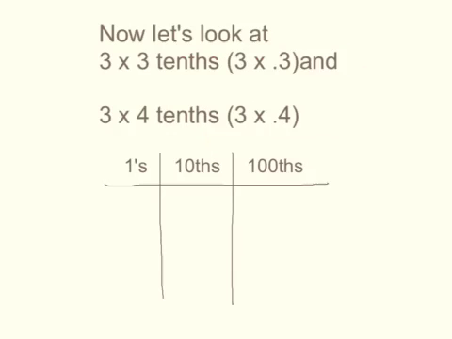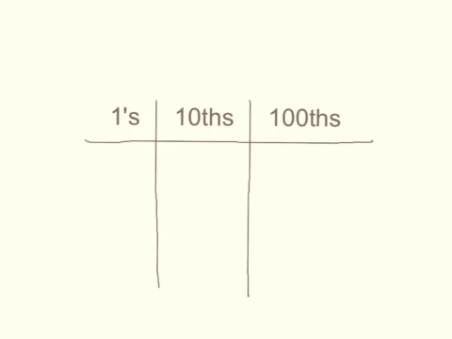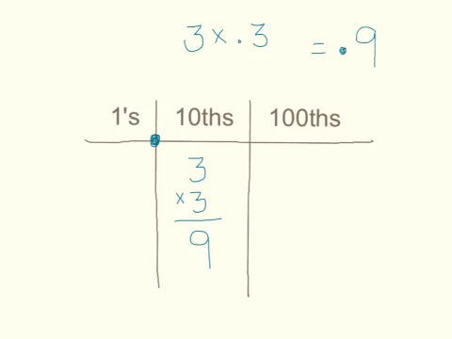We're going to look at 2 more problems, 3 times 3/10 and 3 times 4/10, and see how these two problems are different. The first one is 3 times 3/10. So again, we put our 3 in the tenths place. We multiply that 3 by 3 and we get 9. So our answer seems simple, 9/10.